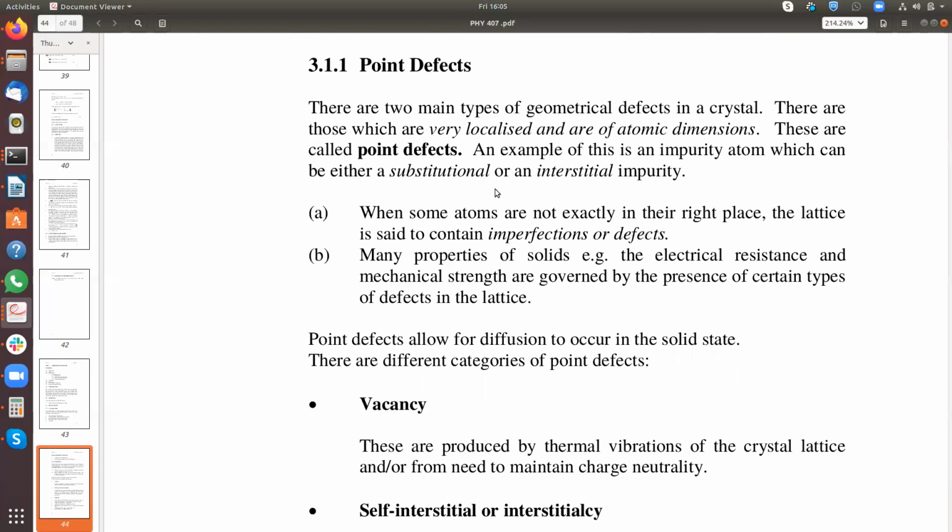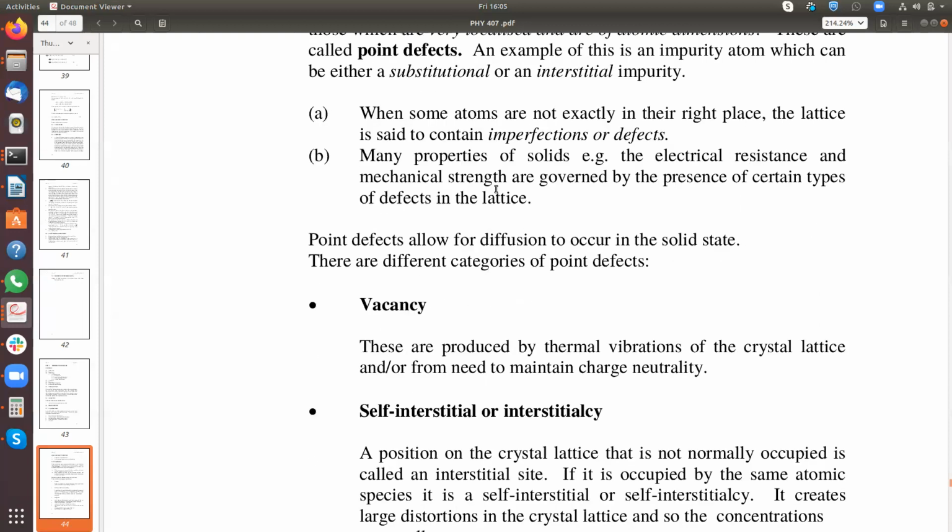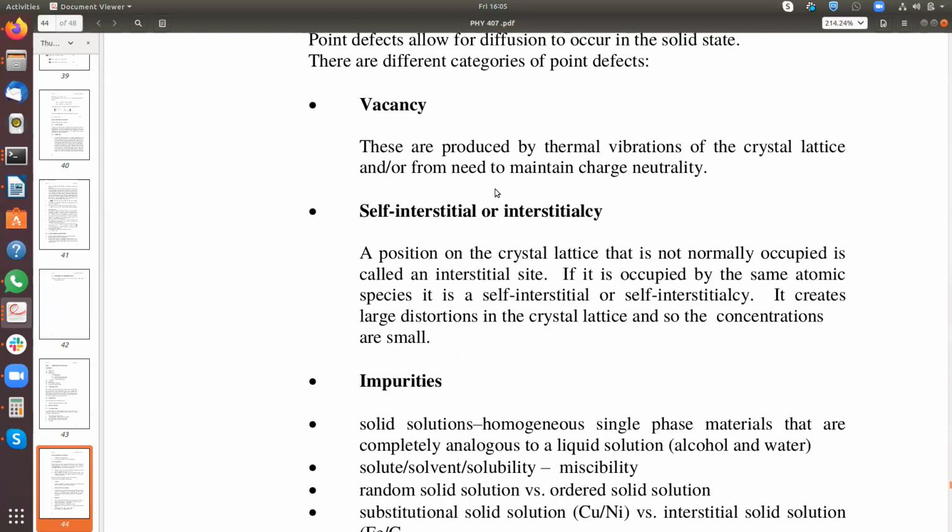There are different categories of point defect. One, vacancy. In the case of vacancy, this is just taking away an atom from a system without replacing it. You have created an empty space, so it's called vacancy. These are produced by thermal vibration of the crystal lattice and or from the need to maintain charge neutrality. Another one is self-interstitial.